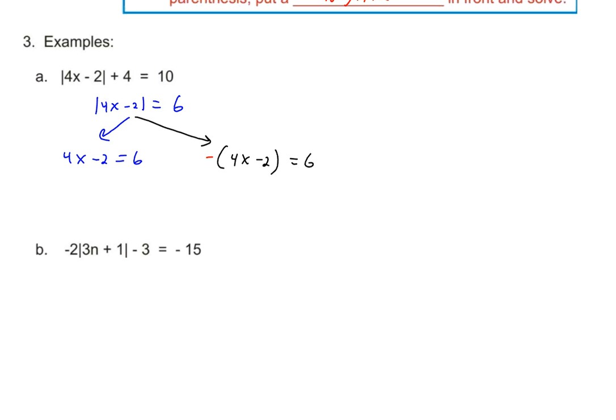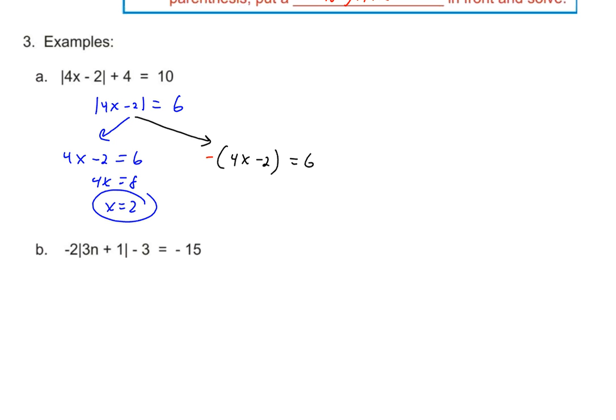All right, so on the left, add +2 to both sides. You get 4x equals 8. Divide by 4, you get x equals 2. So we moved the -2, we divided by 4. Voila, x equals 2.